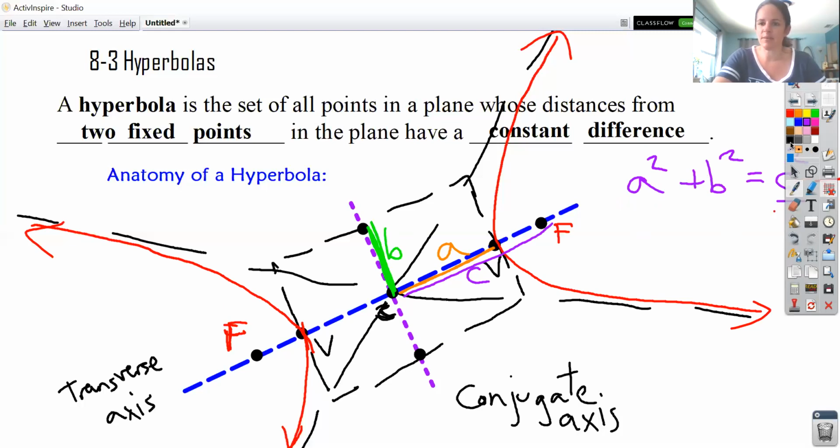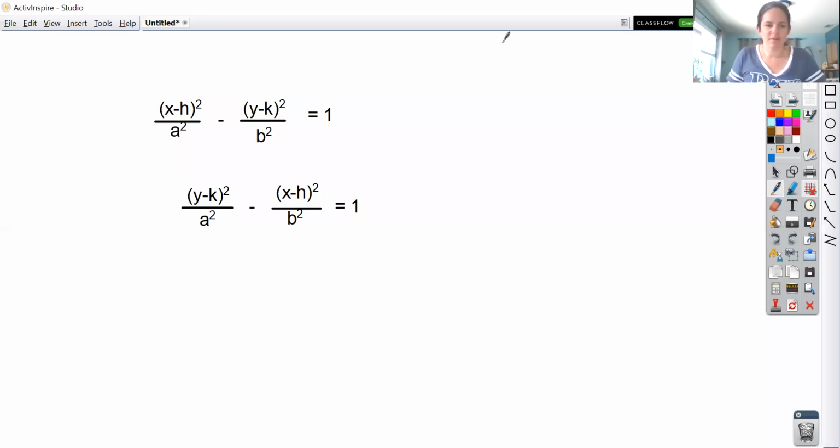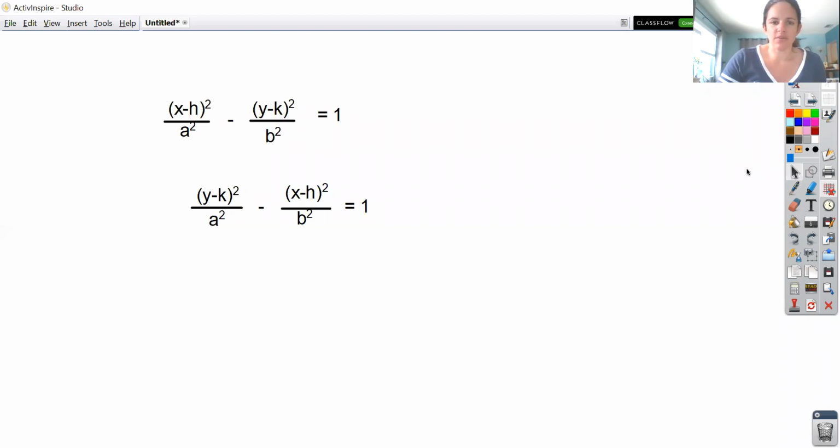I also want to give you the template for the equations. So here we are. These are the equation templates for hyperbolas. Notice that there are a couple of differences between this and ellipses. It's almost the same as the ellipse template, except that this has a minus sign, a subtraction sign, instead of adding those two terms. And with an ellipse, it didn't matter whether you put the x term or the y term first because we were adding them anyways. But with a hyperbola it does matter, because subtraction is not commutative.